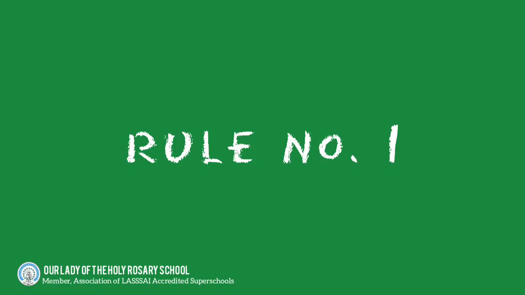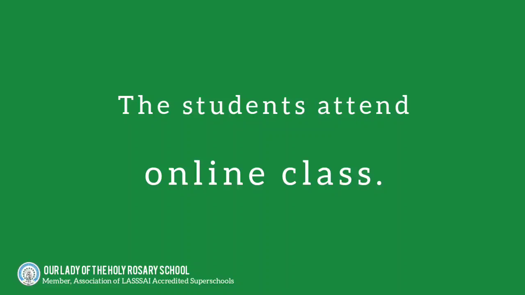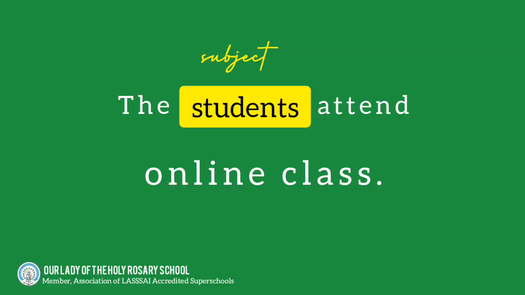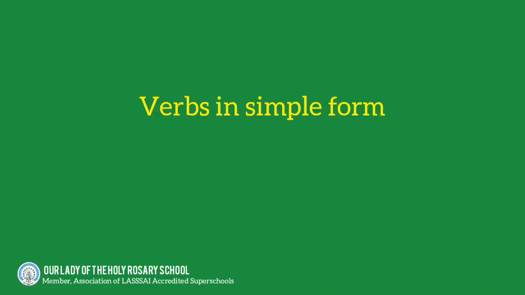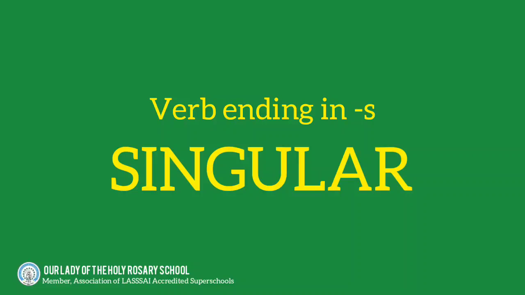Rule number 1. Subject and verb must agree in number. For example, the students attend online class. The subject here is students, which is in the plural form, therefore, the verb attend is also in the plural form. Verbs in the simple form are considered plural, while verbs ending in s are in the singular form.